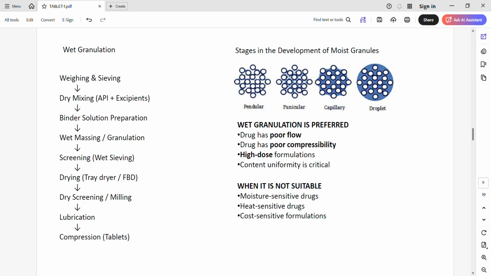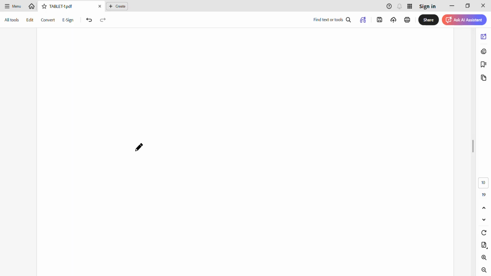Now we discuss the manufacturing of a tablet. Okay, now we see a new sheet. Tablet manufacturing involves several types, but now we mainly discuss three types. At first is granulation, second is compression, and last one is coating.